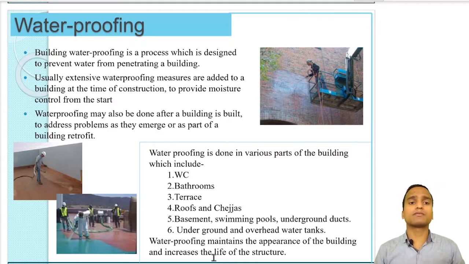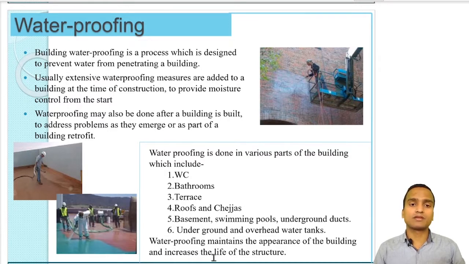Even if waterproofing has been done at the time of construction, there are chances that waterproofing may also be required after a building is built, and to address those issues we may have to do waterproofing again, even as a part of maintenance or building retrofitting. Retrofitting of a building means the maintenance, rehabilitation or repairing of the building parts.